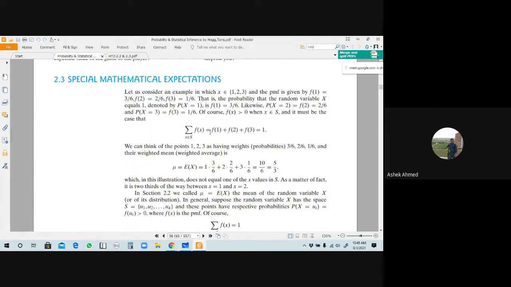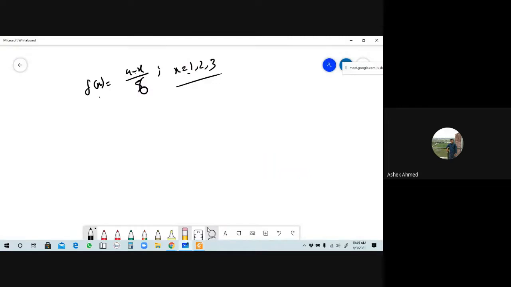From here we can say the sum of all of these. By the properties of PMF, we know the summation of f of x is always 1. That's why we can say that this is a probability mass function.